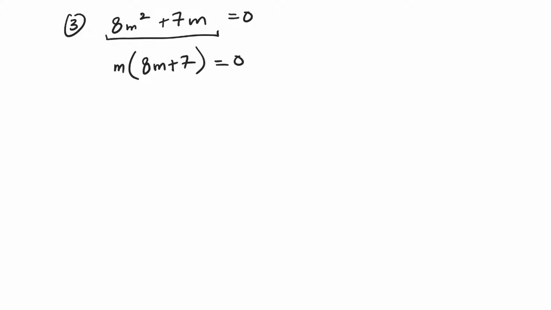And then I have two things that multiply together to give 0. So either m is 0, so that's one of my answers, or 8m plus 7 is equal to 0. To solve that, I'll move the 7 to the other side and subtract, and then divide both sides by 8. So I'd have two answers to that equation.